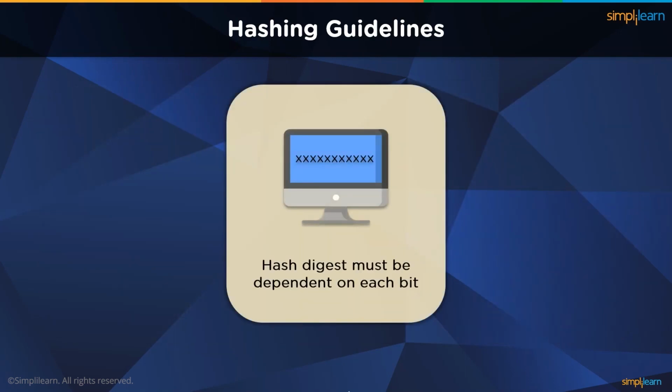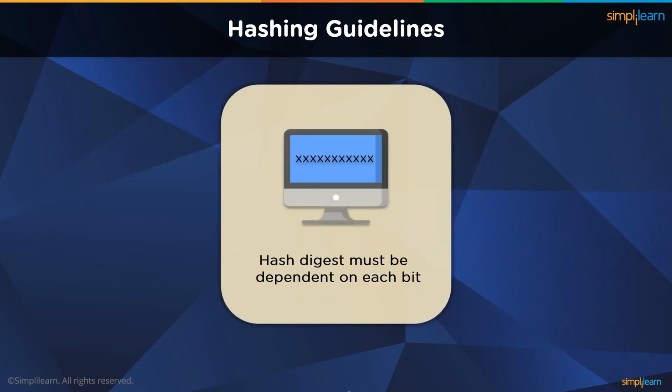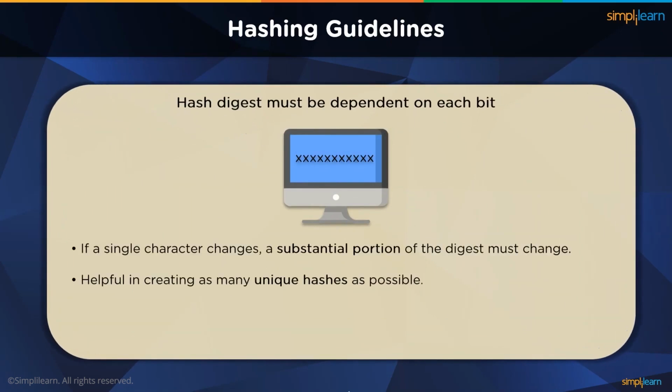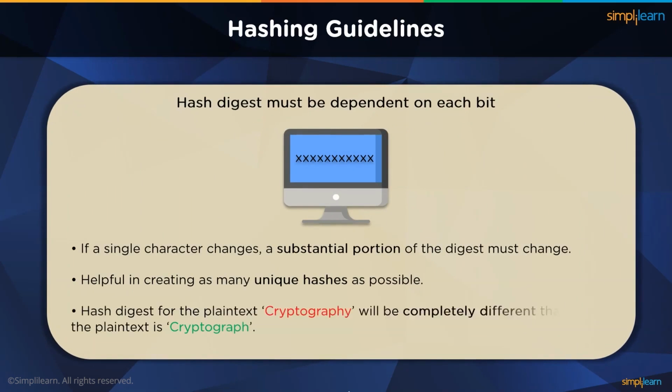The hash function must be dependent on each bit of the input. The input can be text, audio, video, or any other file extension. If a single character is being changed, it doesn't matter how small that character may be, the entire digest must have a distinctly different hash value. This is essential to create unique digests for every password that is being stored.